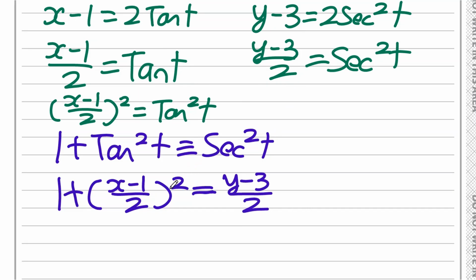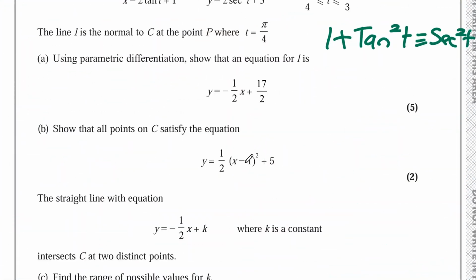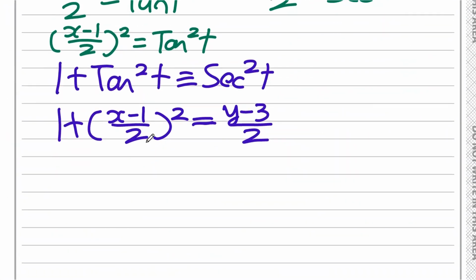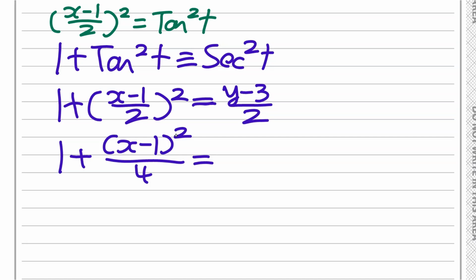Okay, let's square this bracket here. Now if you look at the final answer, we want this x minus 1 squared in the final answer, so let's not expand the brackets of this x minus 1 up here. Let's keep this as 1 plus and then x minus 1 squared, like this here, and then 2 squared is 4, like this here, and this is equal to y minus 3 over 2.